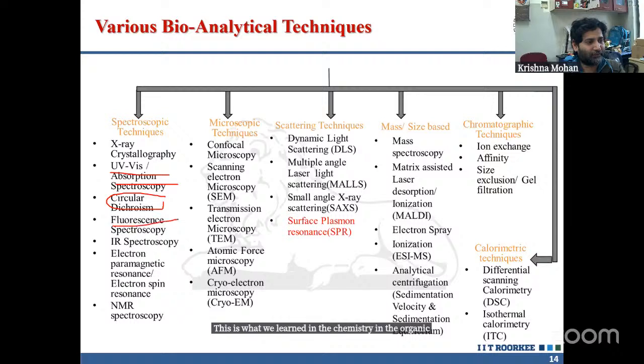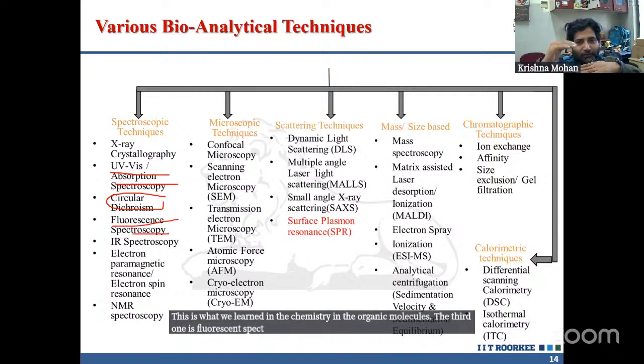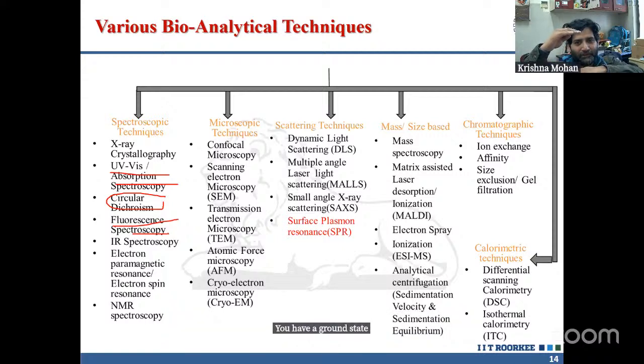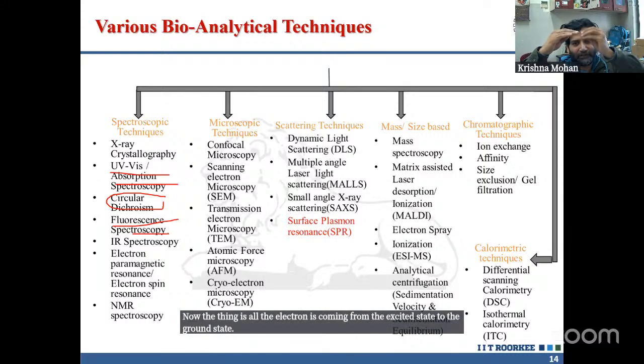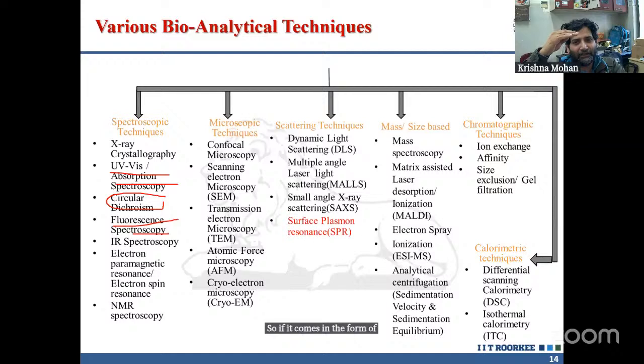The third one is fluorescence spectroscopy. Now in absorption spectroscopy, you have a ground state electron, and you send it to the excited state. Now the thing is how the electron comes from the excited state back to the ground state. If it comes in the form of emission light, then that is called a fluorescence phenomenon.